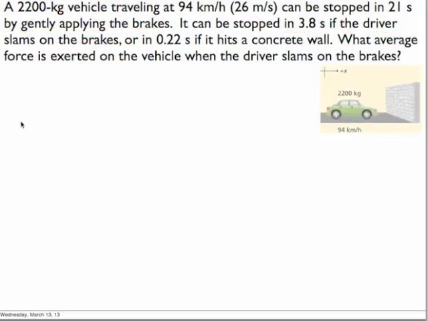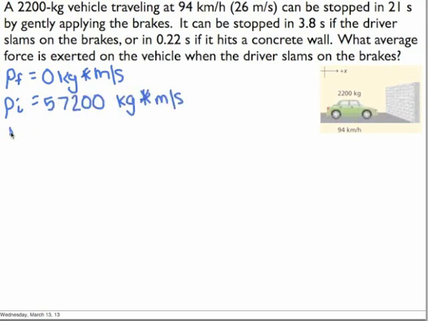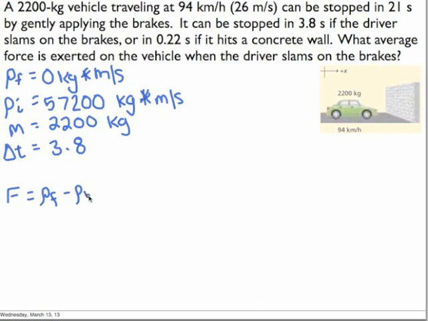So let's go to the next slide. Let's go ahead and write those things down that we got last time. We know our final momentum is 0. And we know our initial momentum is 57,200. And we have our mass still. And then we have our change in time, which is going to be 3.8 seconds. Okay, we can use the same formula that we found on the last one, where our force is equal to our final momentum minus our initial, divided by our change in t. Okay, we can plug that stuff in.